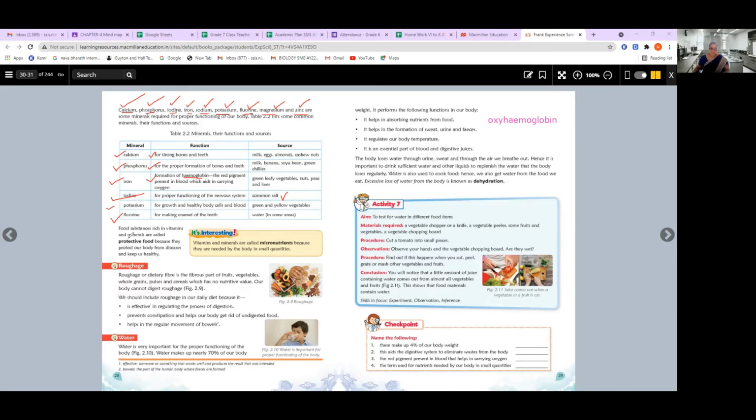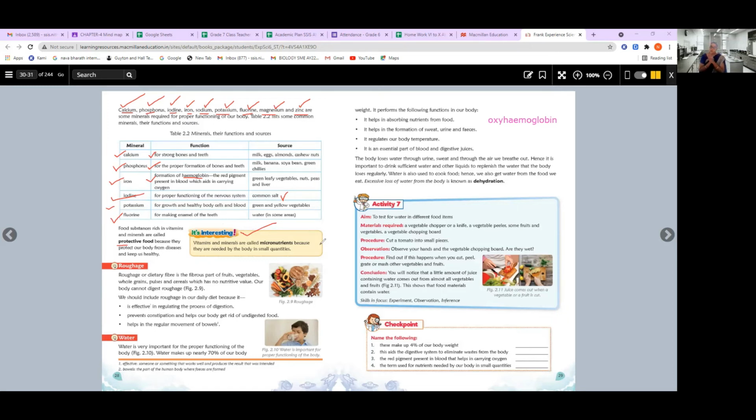Then food substances rich in vitamins and minerals are called protective foods because they protect our body from diseases and keep us healthy. And here you go, it's interesting. Vitamins and minerals are called micronutrients. Why? Because they are needed by the body only in a smaller quantity. So these vitamins and minerals are called micronutrients.